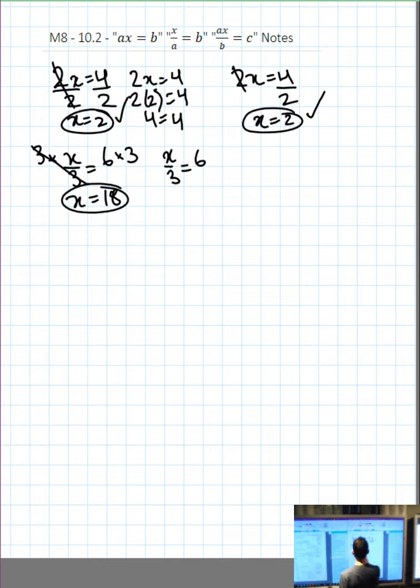Carefully substituting the x value we just got back in for x into the question. 18 over 3 equals 6. 18 divided by 3 is 6. 6 equals 6. Check mark near the answer, x equals 18.